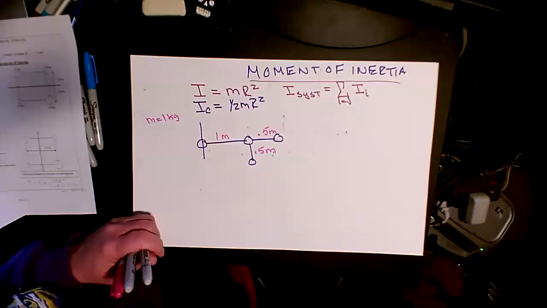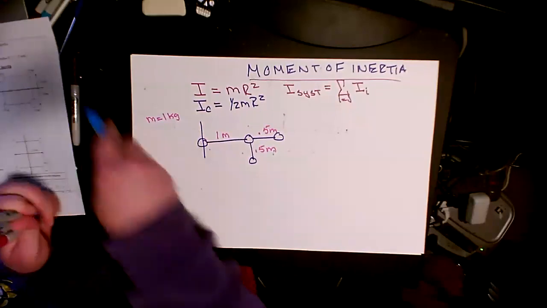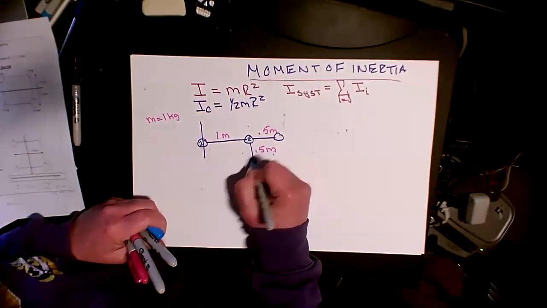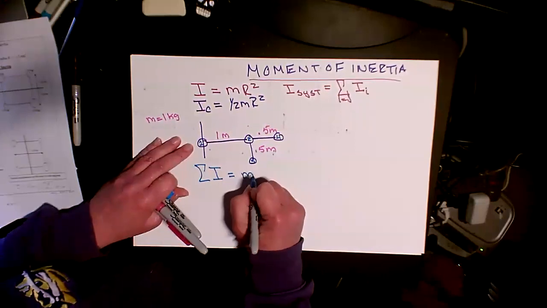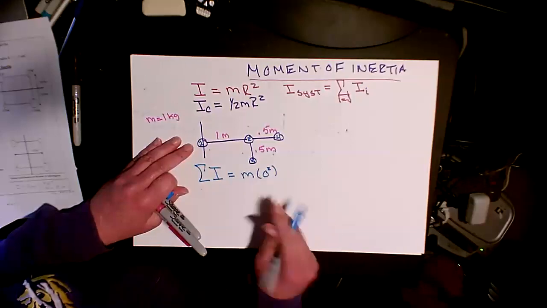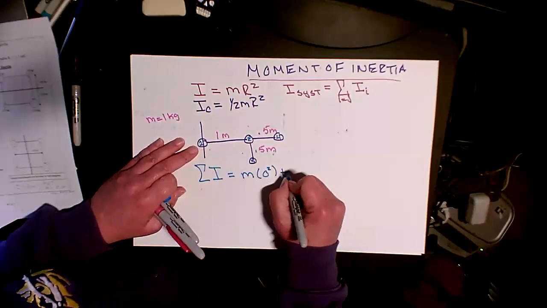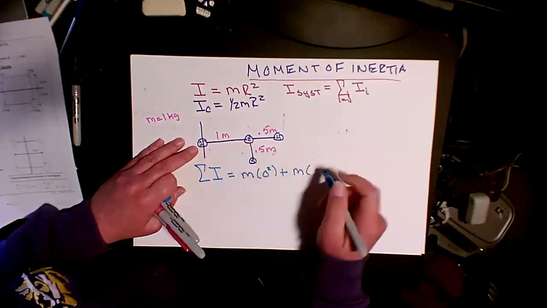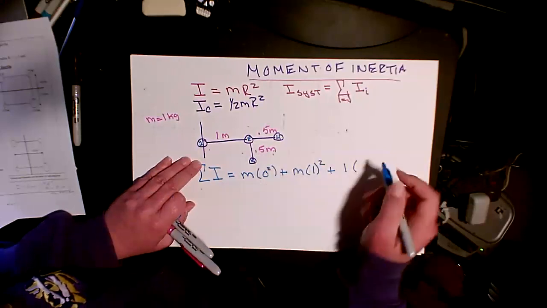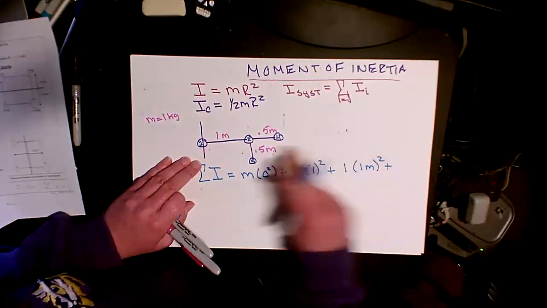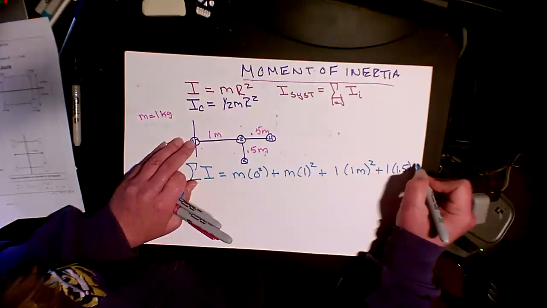Cool. So for this, if this is my axis of rotation, then what do I have? Let's call these 1, 2, 3, and 4. So the sum of my inertias gives me mass 1 times 0 squared. This is the R, it's on the axis, that's where I'm rotating about. Plus mass times, well, this is 1 meter away, meter squared, plus 1 times, this is also 1 meter away, squared, plus this is 1.5 meters away. So this is also 1 kilogram times 1.5 meters away, squared.